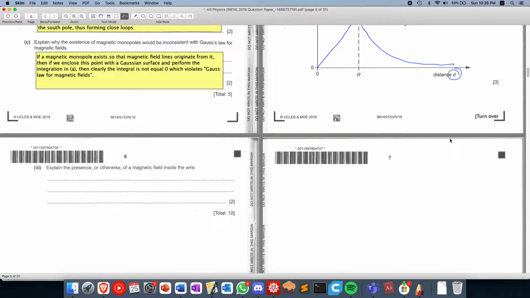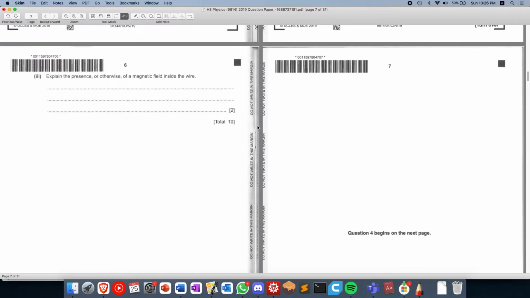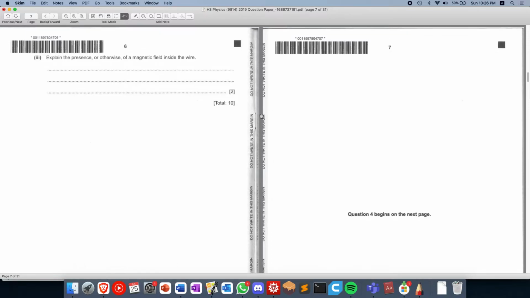I think this is the last question I'm going to go through before I call it a night, because my throat is kind of tired. The question: explain the presence or otherwise of a magnetic field inside the wire.